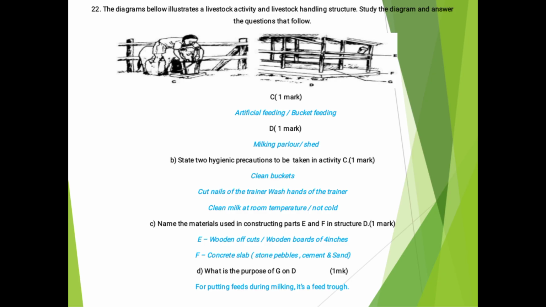What is the purpose of G and D? You see, G and D are at the same diagram, so they are used for putting feeds during milking. Actually, G is a feed trough, and it is used for putting feed during milking.